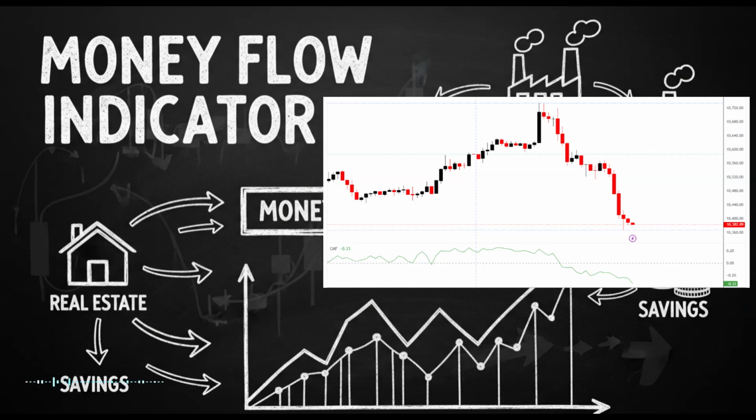Okay, that makes sense. So now we know how it's built. How do we actually use it? Read the story it tells. The most basic interpretation starts with the zero line. That's your baseline. Right. Above zero, below zero. Exactly. When CMF is consistently above zero and maybe even climbing towards +1, that means buying pressure is dominant. Correct. It suggests accumulation is happening, money is flowing in, sentiment is generally bullish. It backs up the idea that a price rise has real capital behind it.